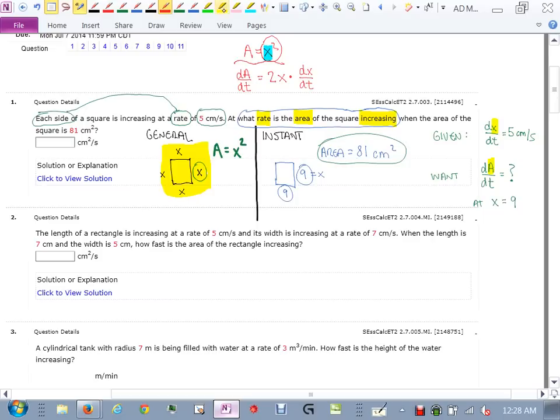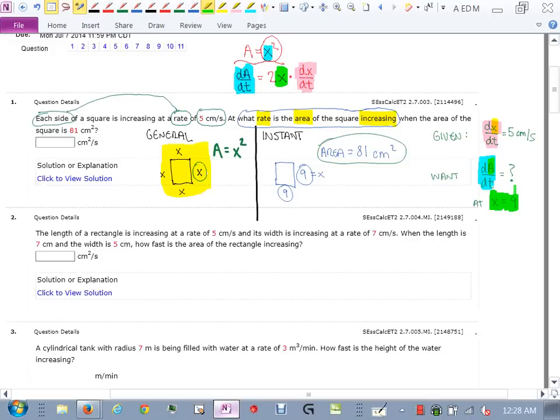And now what you'll see is that dA/dt, which is what we want, appears in our equation. dx/dt appears in our equation, and that's what we're given. And then we also have in here x, but we know at the instant in time what x is.